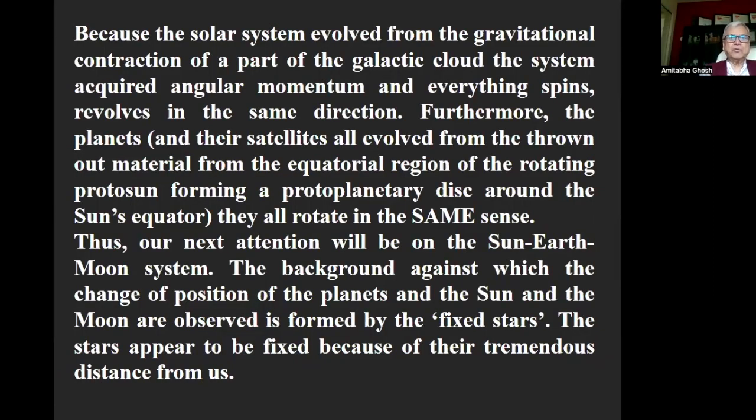Now, because the solar system evolved from the gravitational contraction of a part of the galactic cloud, which we will come to, the system acquired angular momentum. The galaxy is rotating, as we showed with the spiral galaxy rotating, so part of that is also rotating. And how do these stars evolve? A part of the galactic cloud collapses under self-gravity and ultimately becomes a star and planets. So they will continue to have that angular momentum or rotational characteristics of the original galactic material.